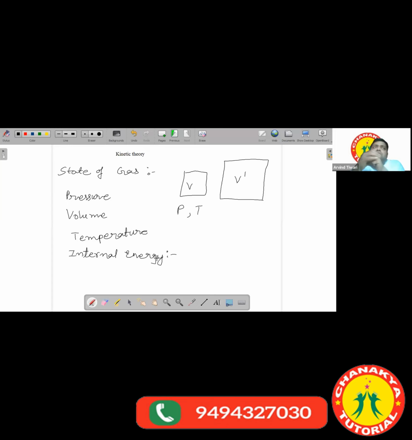As we know, the molecules of a gas are in continuous motion. And this motion of the gas particles is due to their internal energy. Since they possess some amount of energy, that energy is possessed either due to their potential energy or due to their kinetic energy.